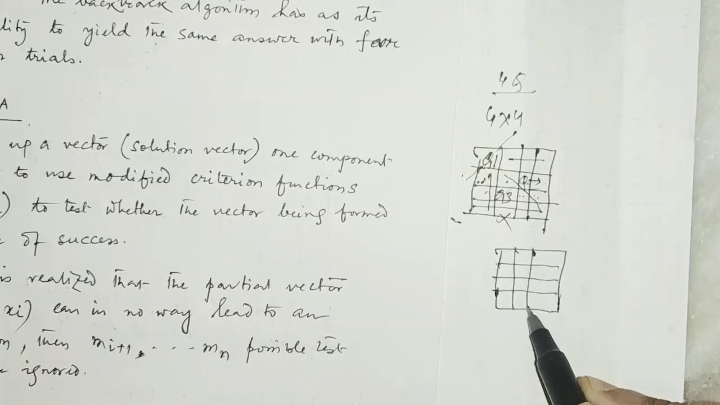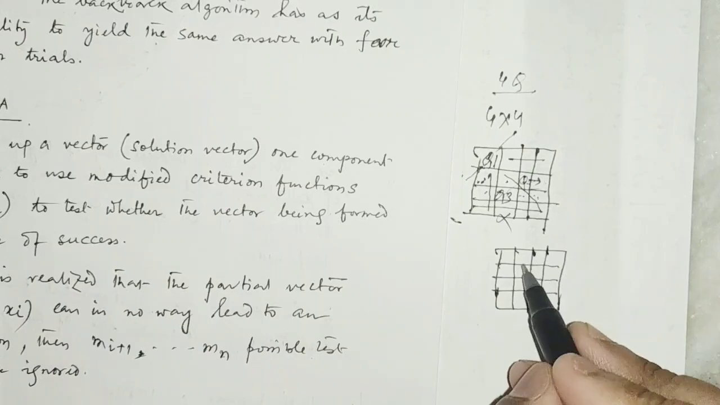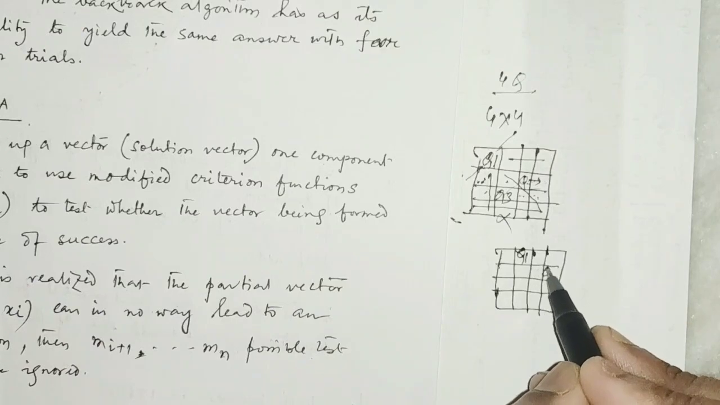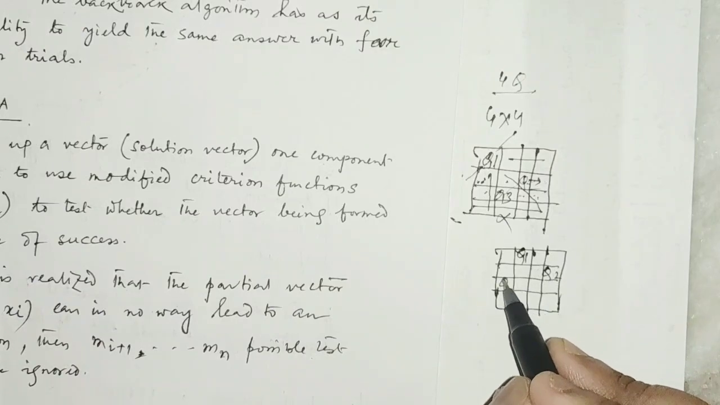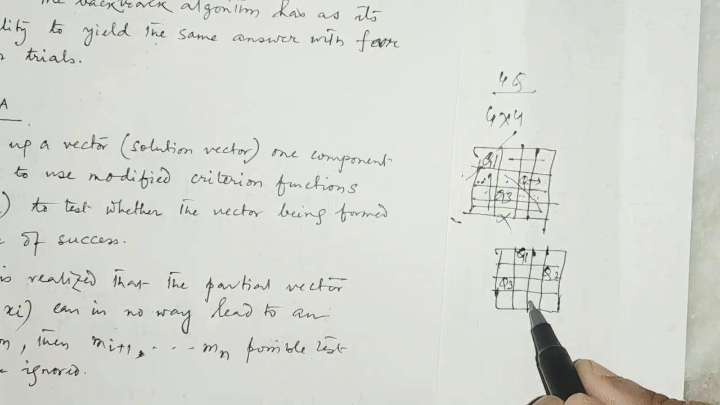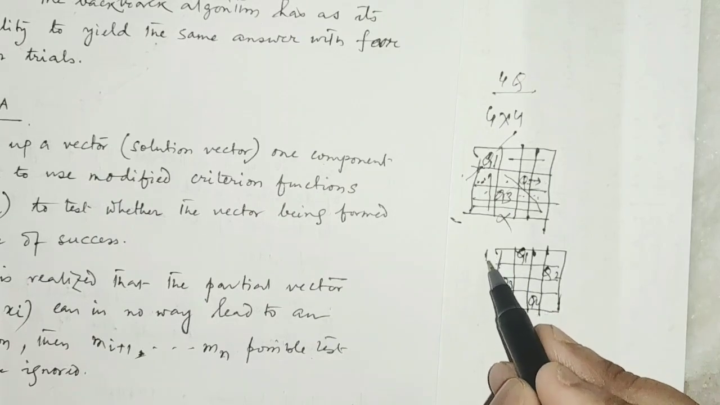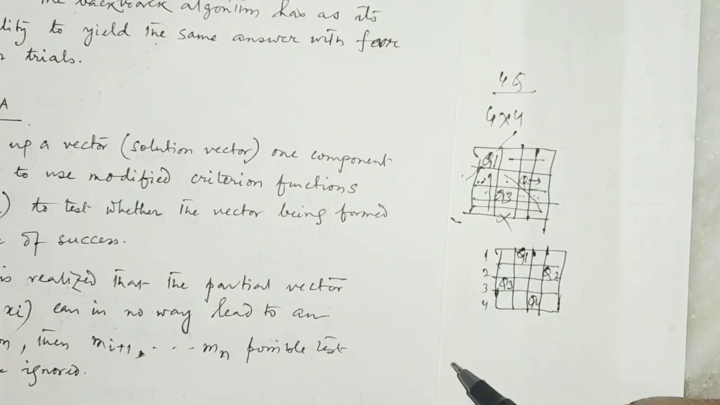4 queens problem, 4 cross 4 chessboard. Suppose queen 1 is placed here. Suppose queen 2 is placed here. Suppose queen 3 is placed here, and queen 4 is placed here. You see that there is no conflict. Row 1, row 2, row 3, row 4.